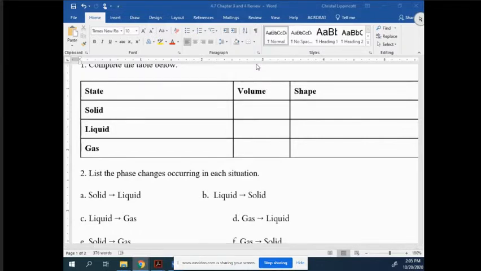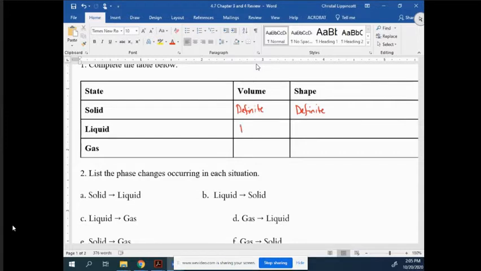A solid has a definite shape and a definite volume. And you can find the volume. You can do water displacement for that. You can measure it. Like if it's a block, you could go length times width times height. And then the shape is definite. It doesn't change. So if you set something down on a table, it's going to maintain that same shape.